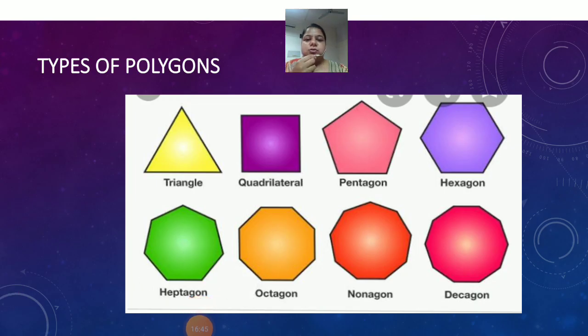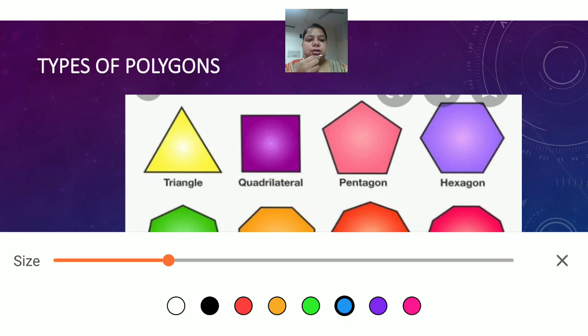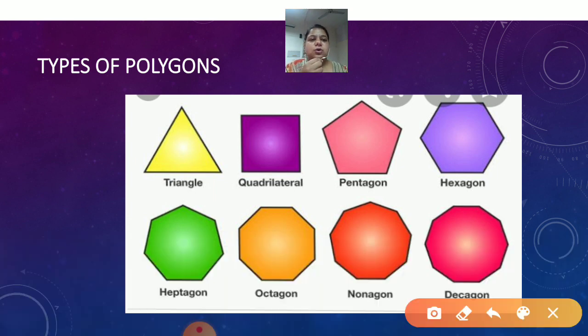Okay students, so again we will see what are the vertices of these polygons. I will mark some vertices so it will be more clear to you. A triangle has three sides, and these are the three vertices of the triangle. Then next, in a quadrilateral, these are the four vertices, the corner points where the sides are meeting each other.